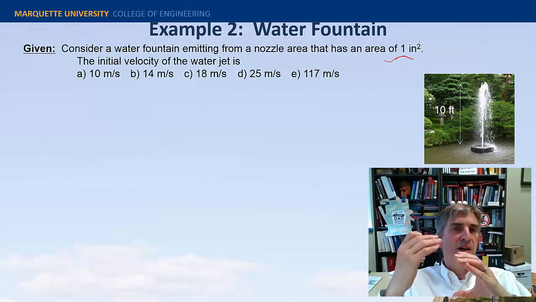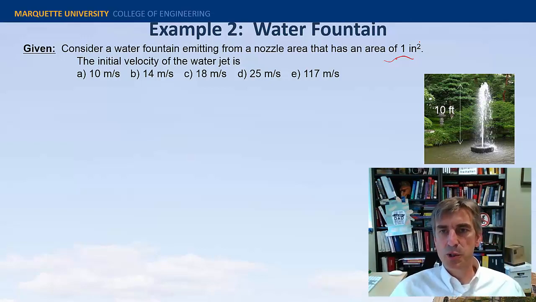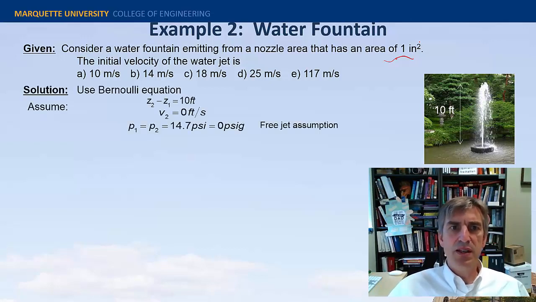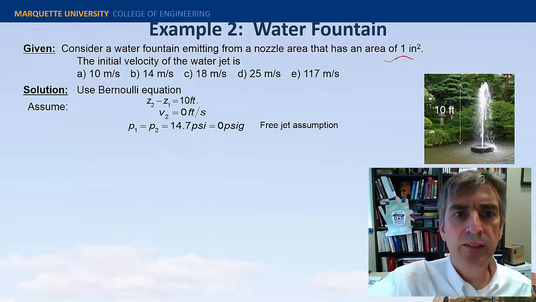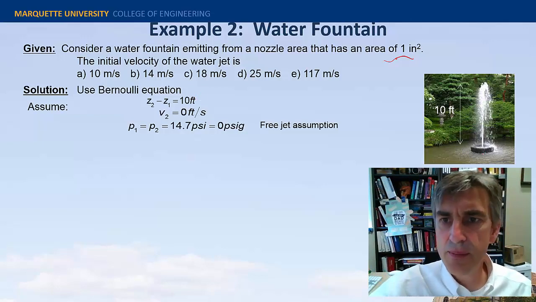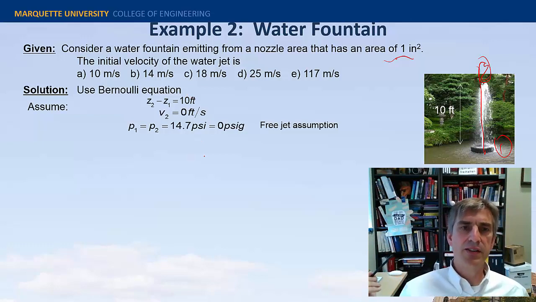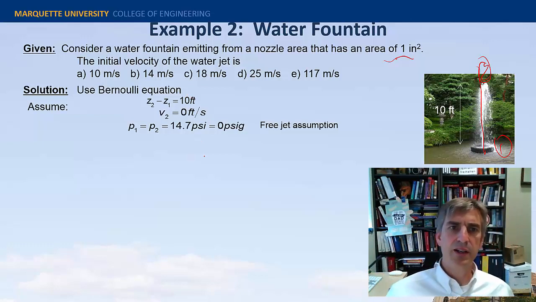So at the very top, all the flow has been converted to potential energy. So the assumptions would be that the change in elevation, if I pick a streamline along here and say this is location 1, and at the very top is location 2, then the change from 2 to 1 is 10 meters. And I know that at the top, the velocity is 0. It's given up its kinetic energy.